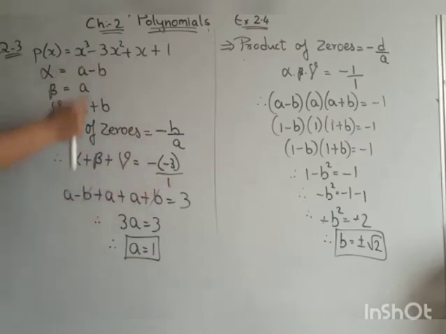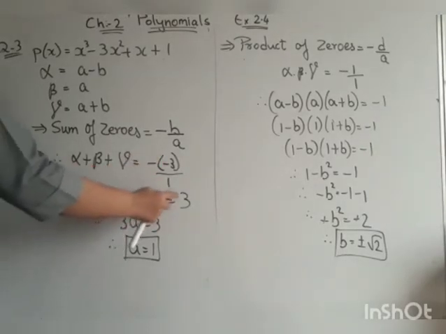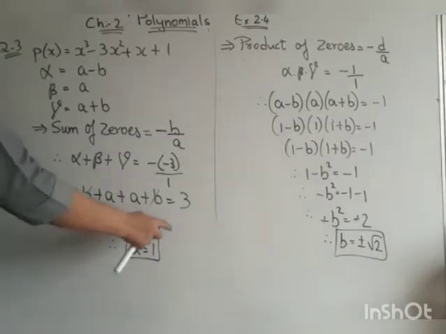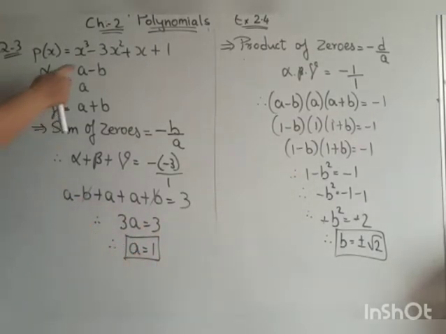Now alpha is a minus b, beta is a, gamma is a plus b, is equal to minus minus plus, so it is plus 3. Now here you can see minus b plus b cancel. A plus a plus a, it will be 3a is equal to 3. Therefore, a is equal to 1. Now here we have to find out the value of a and b. So we have got a is equal to 1.